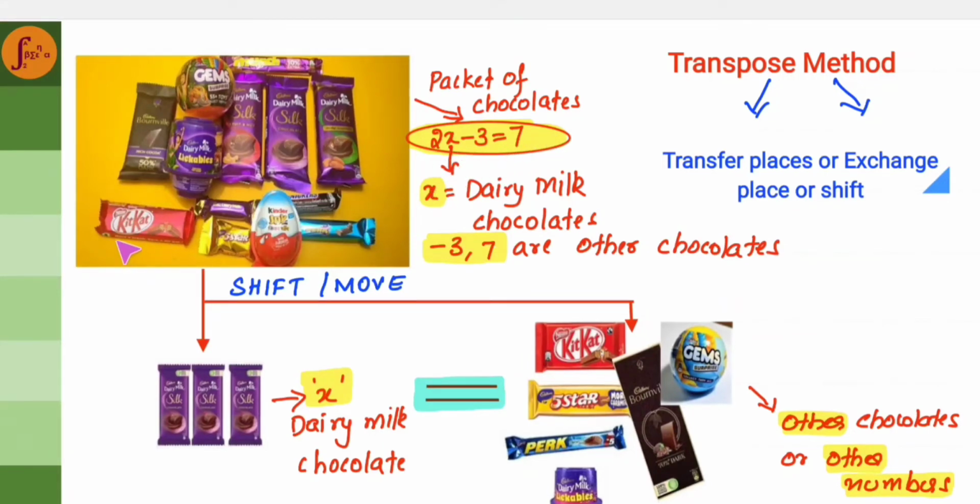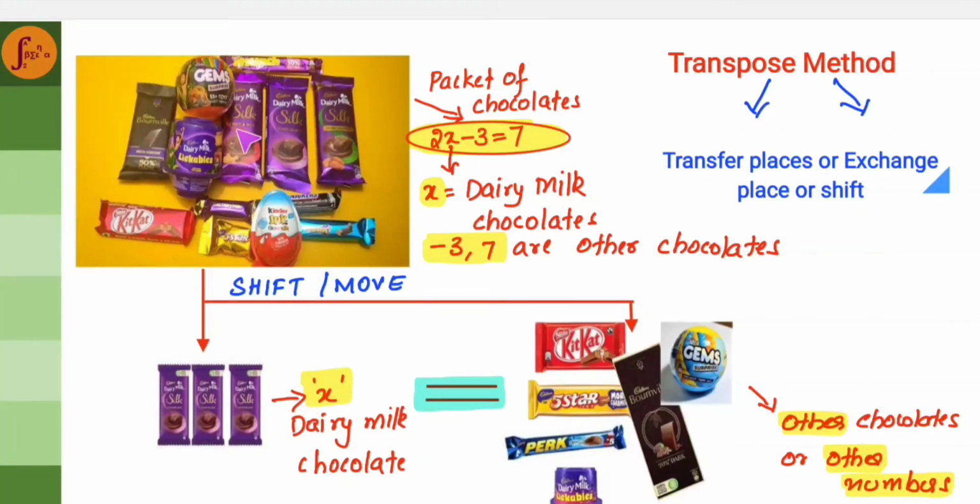Let's take one example, right? Say you have a packet of chocolates. All kinds of chocolates are there. You have Dairy Milk, Kit Kat, Perk, Gems. You have all kinds of chocolates. It's a mixed packet of chocolates. You just want to count the number of Dairy Milk Silk chocolates that you have. Just want to count this number, right?